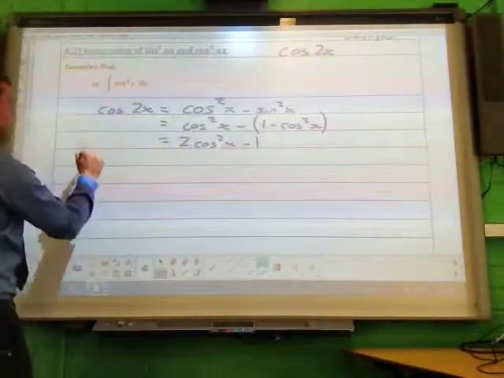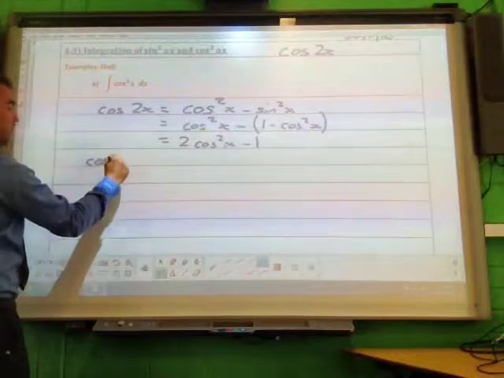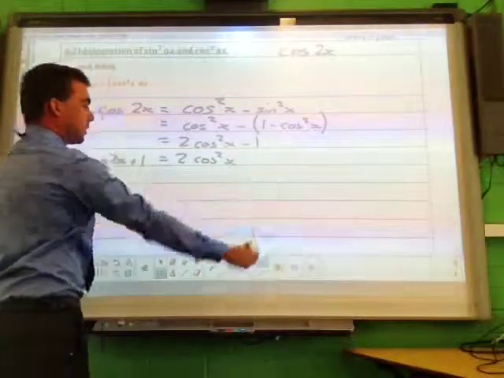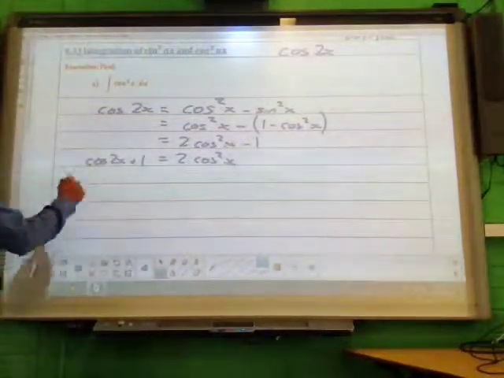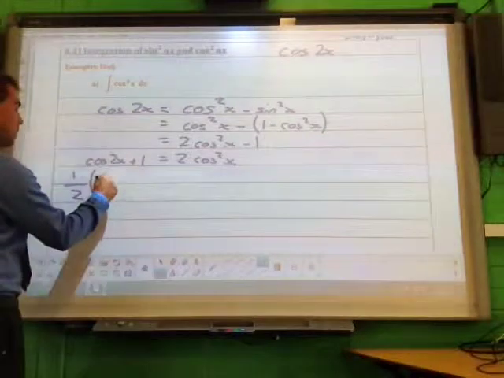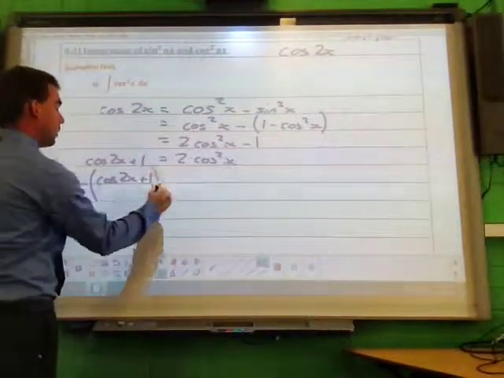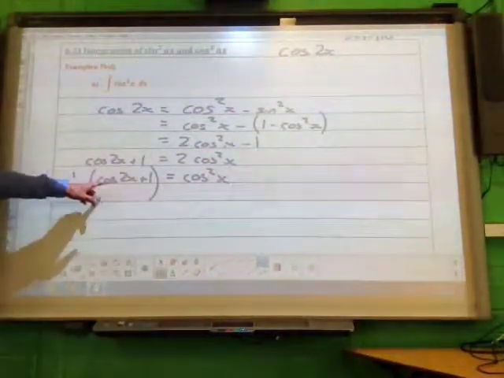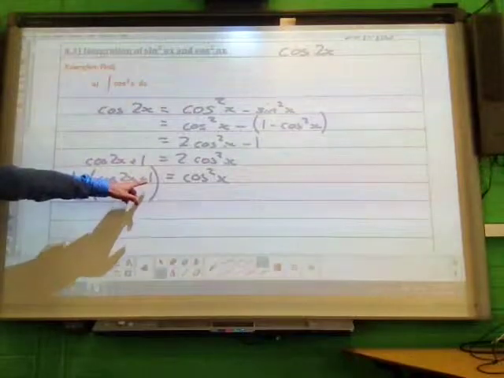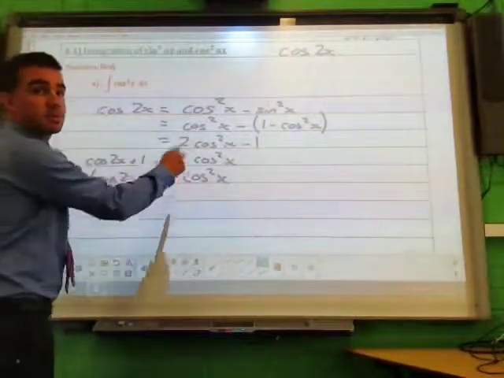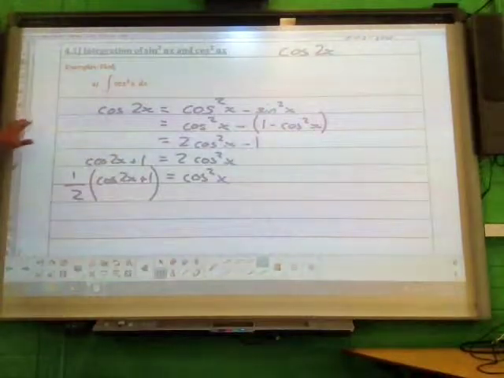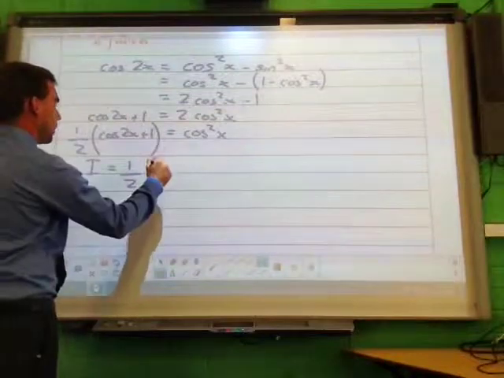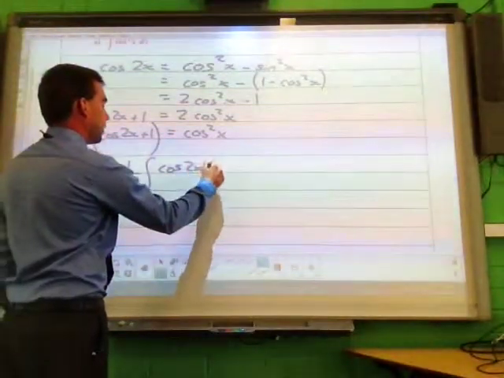So I want this as subject, so cos of 2x plus 1 is equal to 2 cos squared of x, and a half cos 2x plus 1 is equal to cos squared x. Right, and we know how to integrate this, don't we? And we know how to integrate a constant. So that's what we do. We've made that substitution and we put that into the integrand, so the integrand will become half the integral of cos of 2x plus 1.